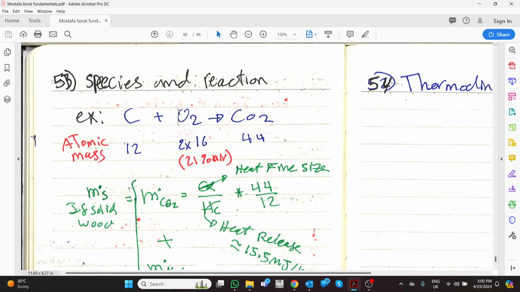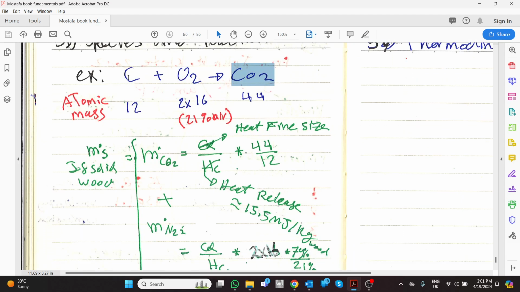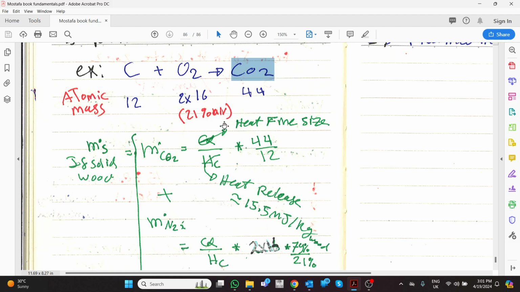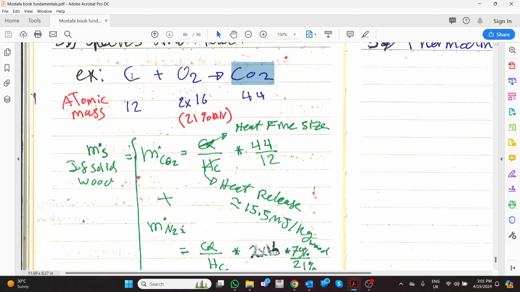Assume that you have a carbon and the carbon has been burned with oxygen and you gain CO2. Put the atomic mass of the carbon, put the atomic mass of the oxygen, put the atomic mass of CO2. This should be equal. Take care that O2 is 21% of air. So, of course, carbon is wood.